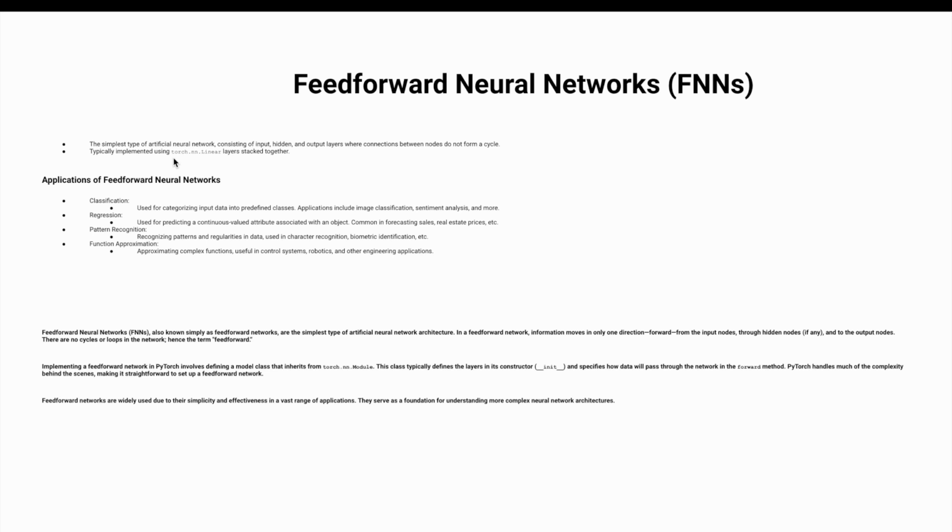Typically implemented using torch.nn.Linear, linear like a line, linear layers stacked together. Applications for feed-forward neural networks: they can be used for classification, in that they can be used for categorizing image inputs into predefined classes. Applications include image classification, sentiment analysis, and more.